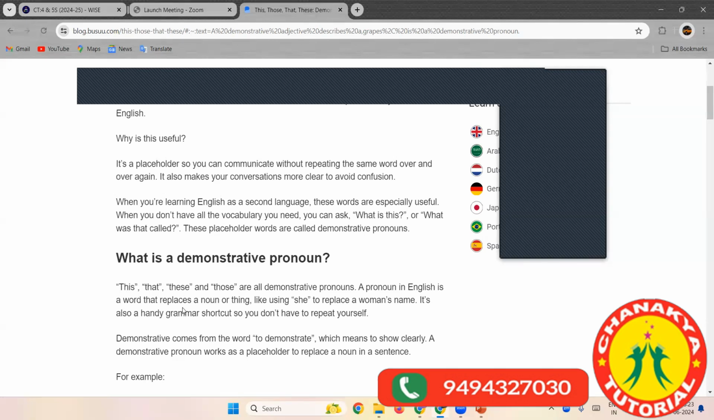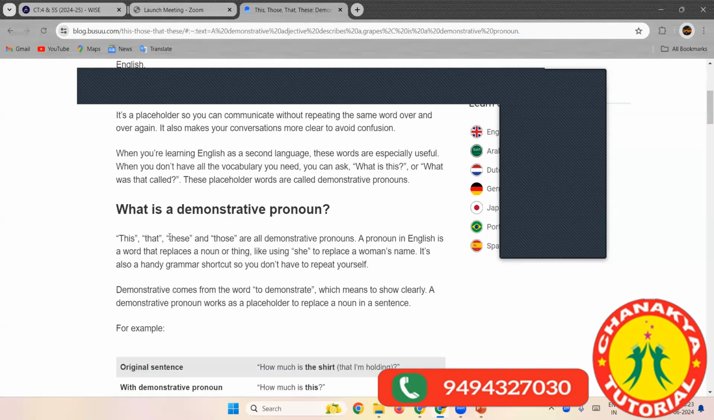So what is a demonstrative pronoun? This, that, these, those are demonstrative pronouns. A pronoun in English is a word that replaces a noun or a thing. We know that. Instead of a noun, if you are using she, he, like that, it is a pronoun. It's also a handy grammar shortcut, so you don't have to repeat yourself.